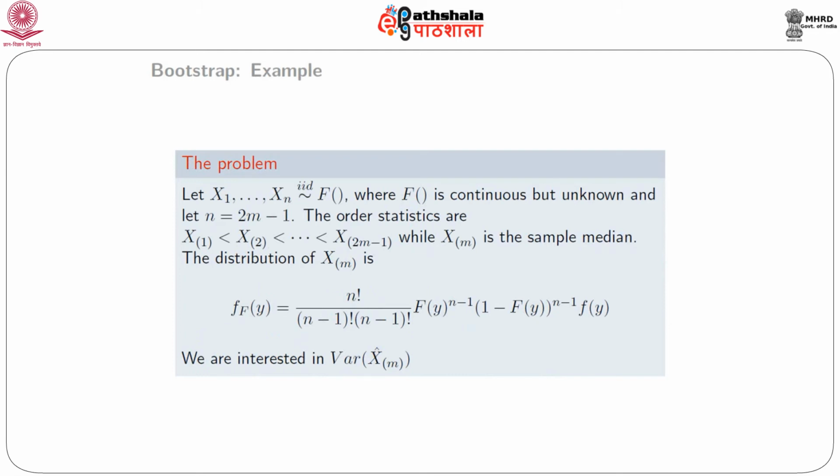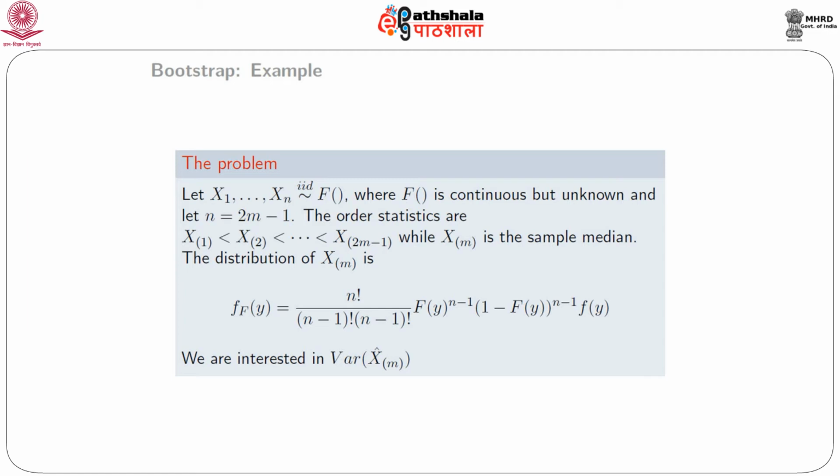So, we illustrate this principle in context to an order statistics example. The setting is that x1, x2, ..., xn follow IID F, where we assume that n is 2m minus 1. So, the order statistics, as we note, are x(1), x(2), and like this, up to x(2m-1).